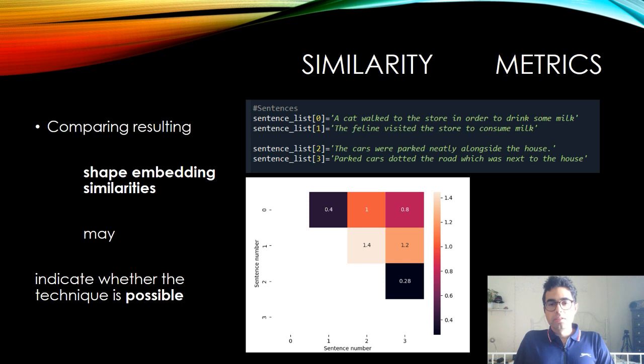One way I may have considered to determine whether the shape embeddings may have been functional is to consider similarity metrics between sentences. In this case, sentence 0 and 1 are similar, and sentences 2 and 3 are similar. The image may demonstrate that when the shape embeddings are compared, they may indicate some similarity between sentences 0 and 1 and sentences 2 and 3, while also suggesting possible distance between the other combinations of the sentences.